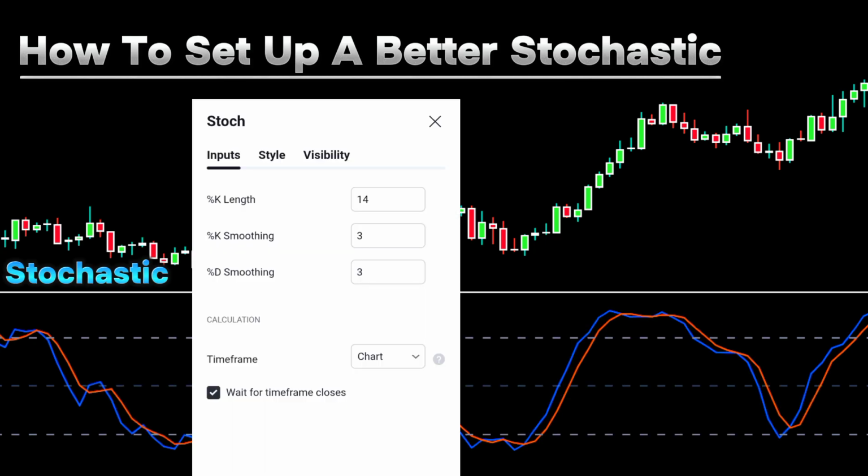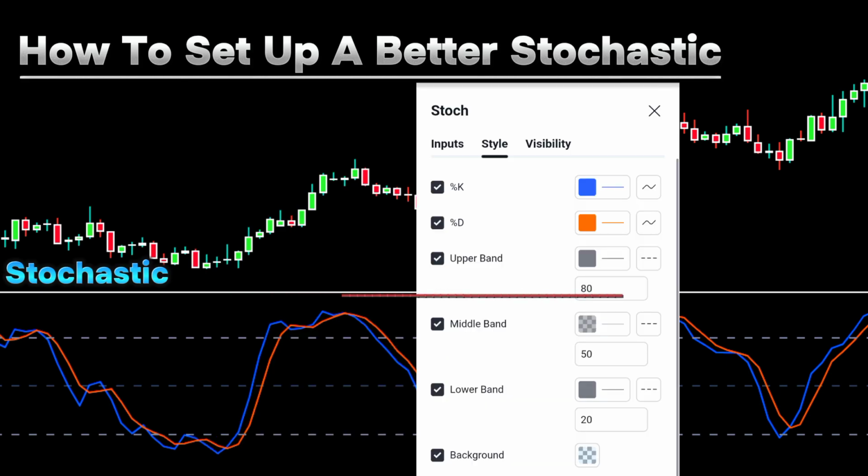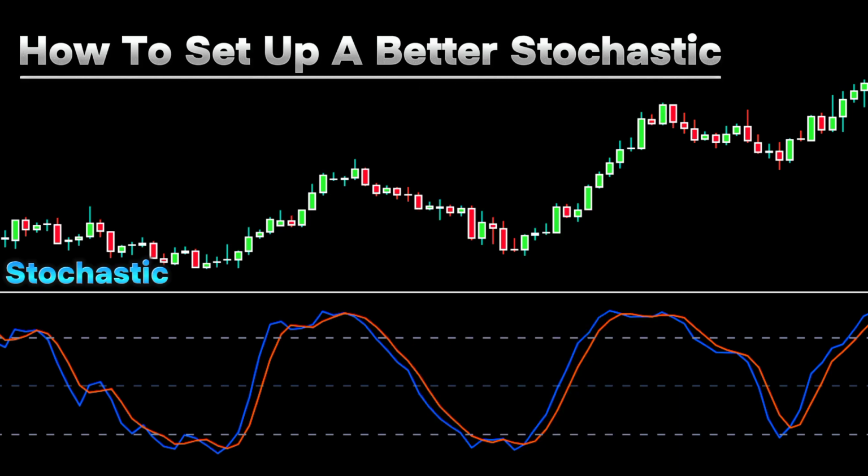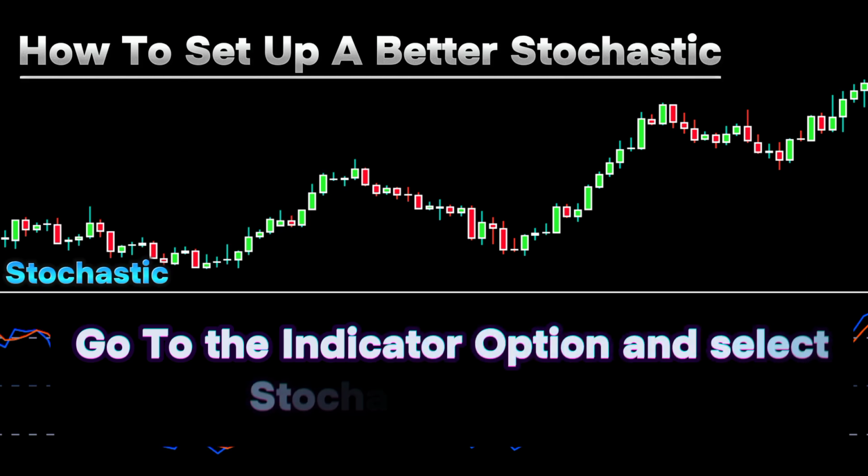At the input, make the K length 14, the K smoothing should be 3, and the D smoothing will be 3. When you are done with that, go over to the style and make sure the upper band is set at level 80, the middle band is set at 50, and the lower band is set at level 20. When you are done with that, leave the other settings at their default state, and here you will have a smooth stochastic indicator.